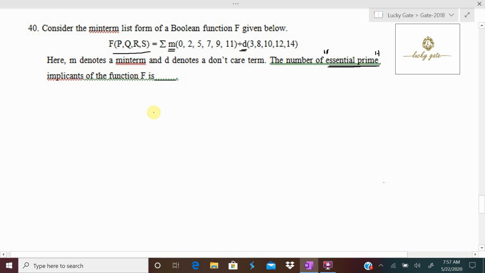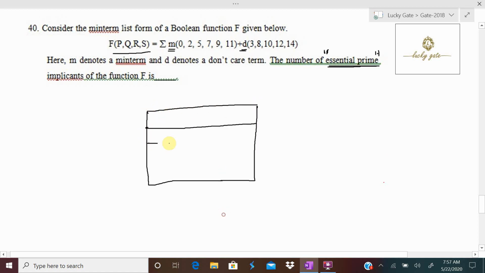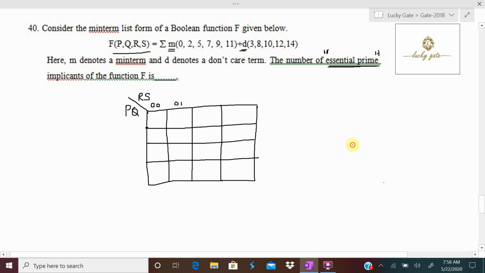Because this is a 4 variable function, first I will draw a 4 variable map, consisting of 16 squares. On the vertical side I will take P and Q, and on the horizontal side R and S. The columns are labeled 00, 01, 11, 10, and similarly the rows are labeled 00, 01, 11, 10. Now we will mark each minterm with 1 and don't care with x.